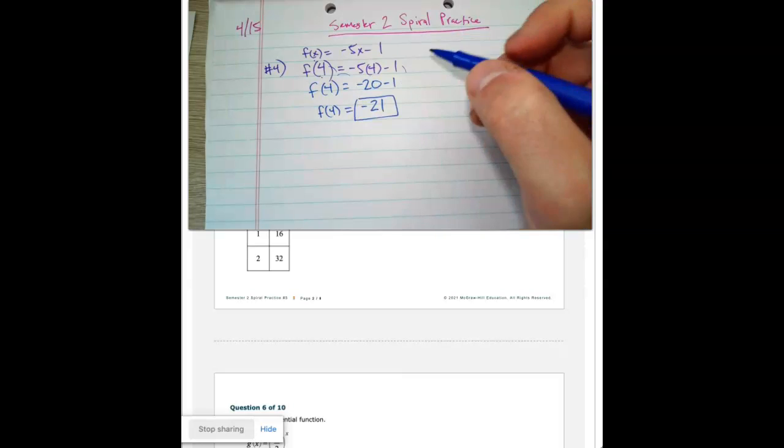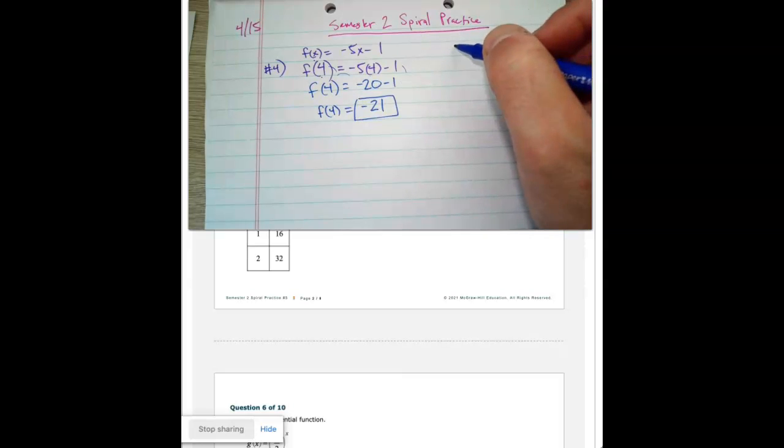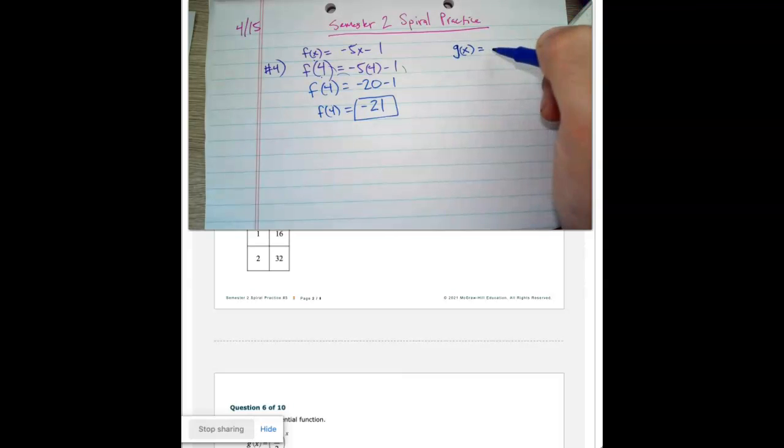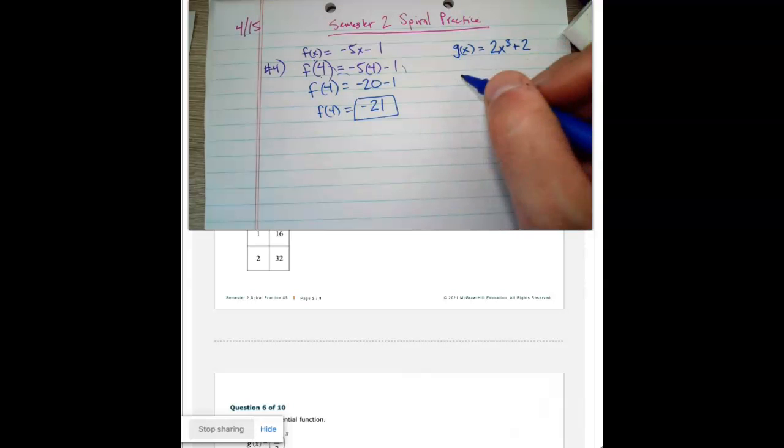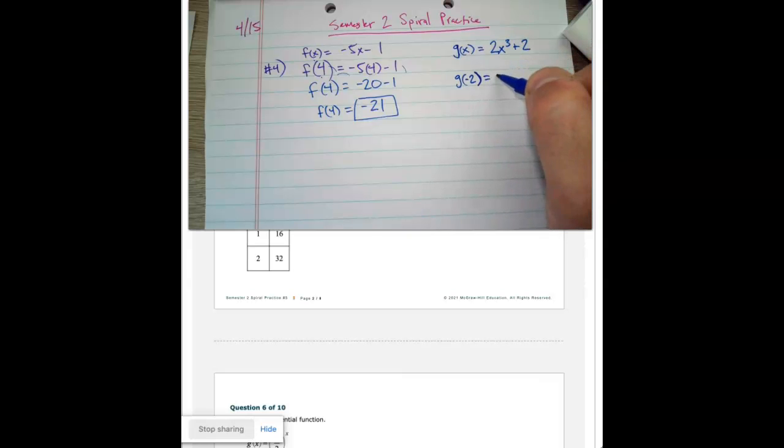negative 21. And then I'm also supposed to find g of negative 2, so let me write the function down real quick. G of x equals 2x to the third plus 2. Writing it down will help my understanding, or your understanding in this case. Find g of negative 2. Finding g of negative 2 means first of all plug in a negative 2 anywhere you see an x. So plug in a negative 2.